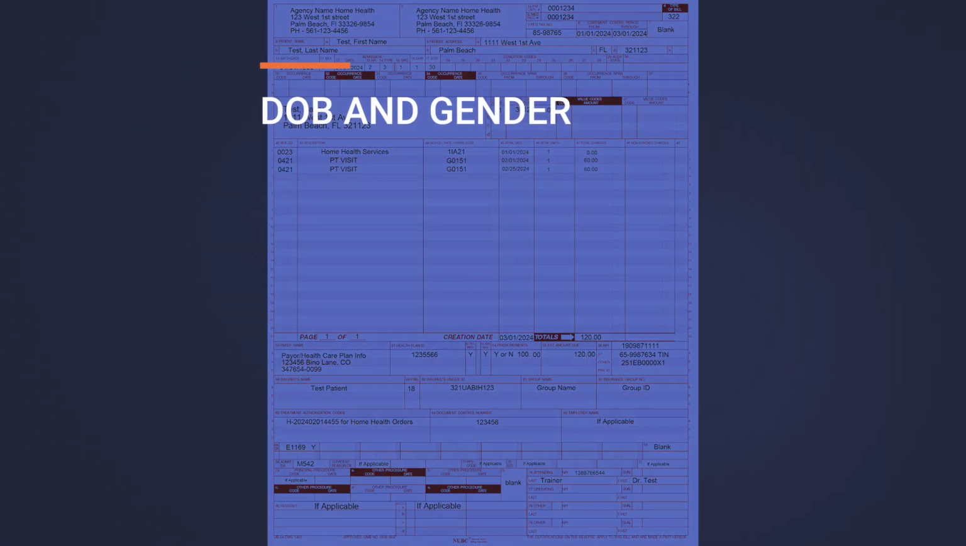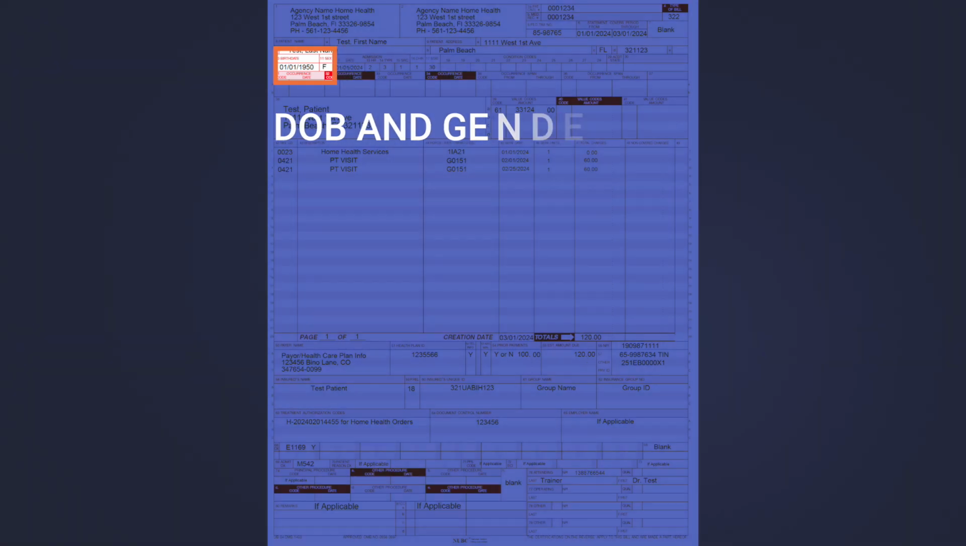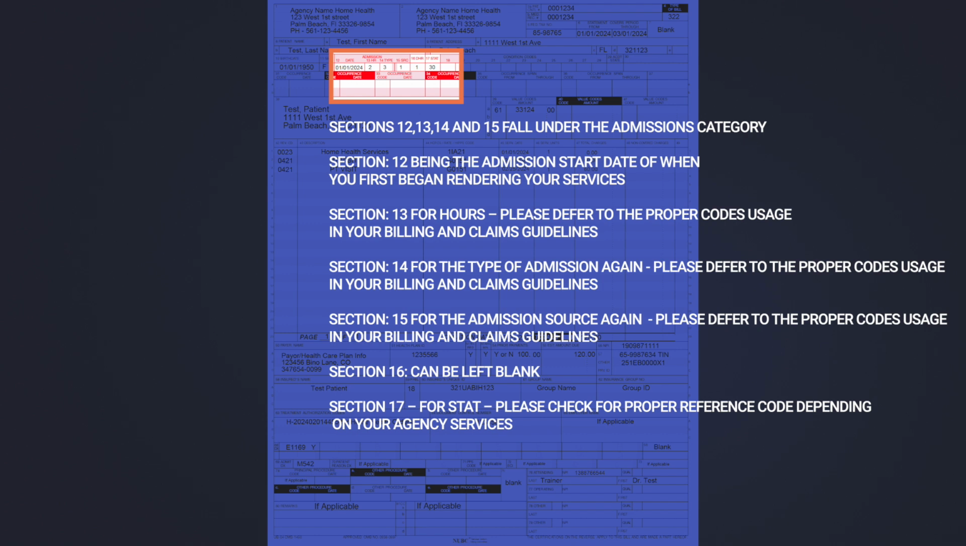Section 10 is the patient's date of birth in numerical form using 2 digits for the month, 2 digits for the day, and 4 digits for the year. Section 11 is the patient's identifying gender. Sections 12, 13, 14, and 15 fall under the admissions category. Section 12 being the admission start date of when you first began rendering your services.